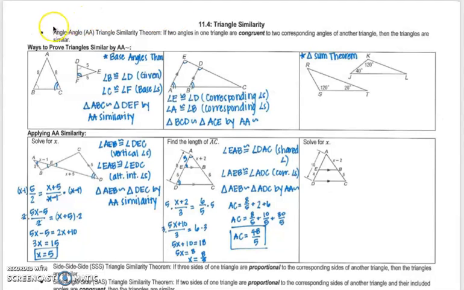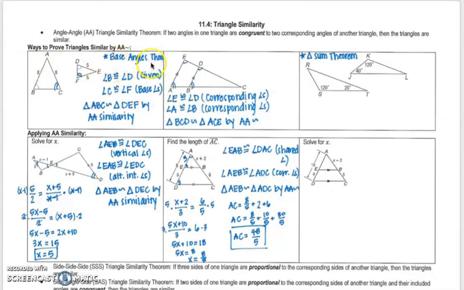The first one is the angle-angle triangle similarity theorem, notated with just an AA. And this says that if two angles in one triangle are congruent, and again, important to know that it's congruent, to two corresponding angles of another triangle, then the triangles are similar. So we're going to look at what that looks like, and then how to apply that so that we can prove it. First one here, we're going to use the base angles theorem.